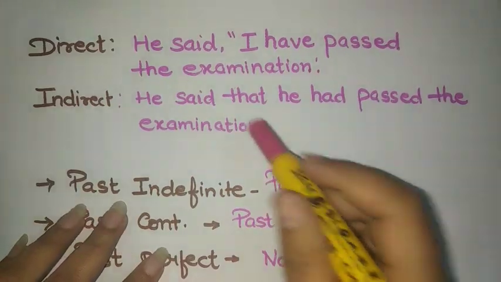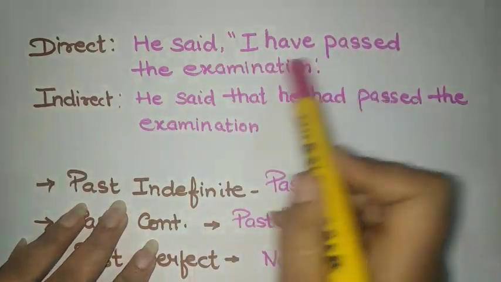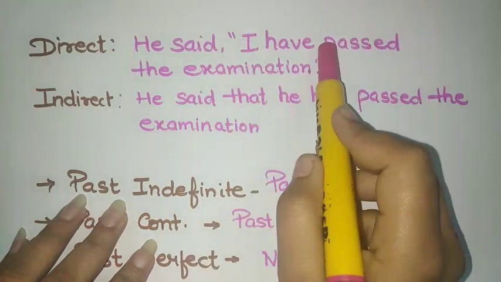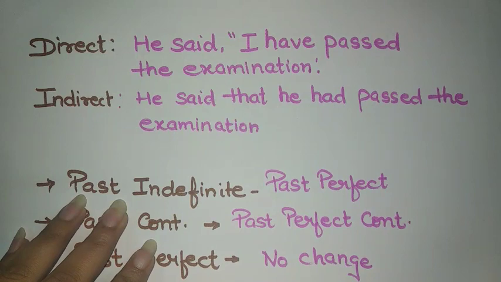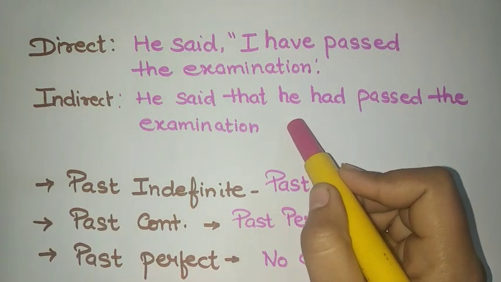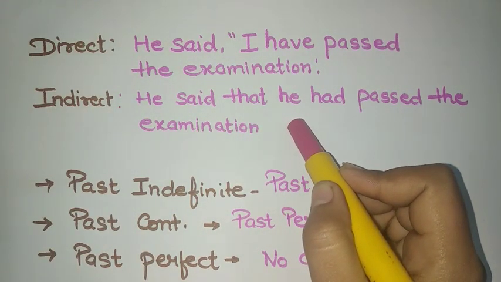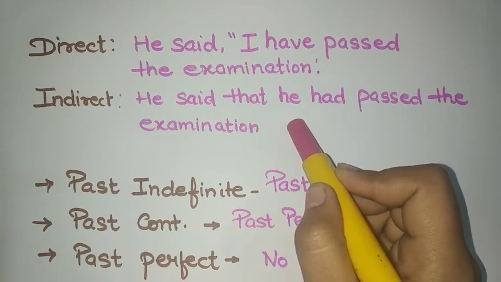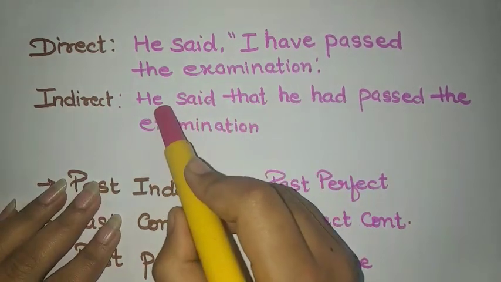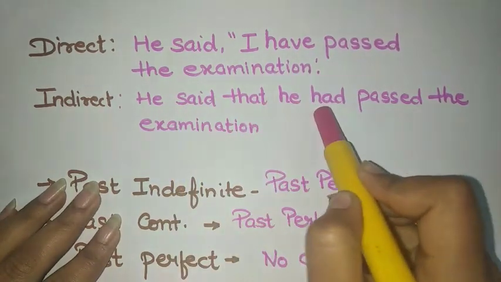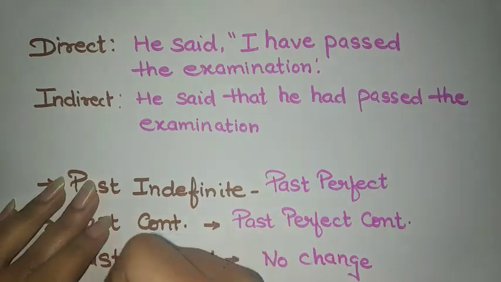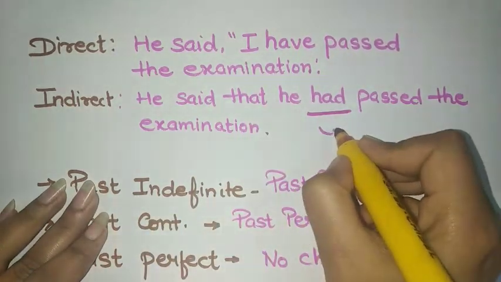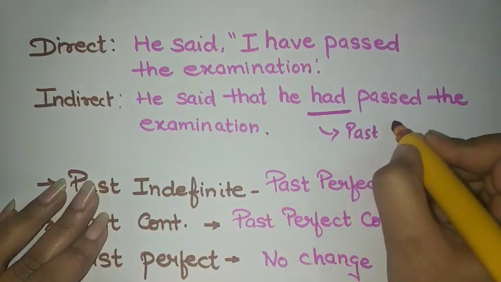See this example. He said, I have passed the examination. Here, this sentence is in present perfect tense. Now, while converting into indirect, I will convert the tense into past perfect, like he said that he had passed the examination. Here, had is showing that the tense is past perfect.